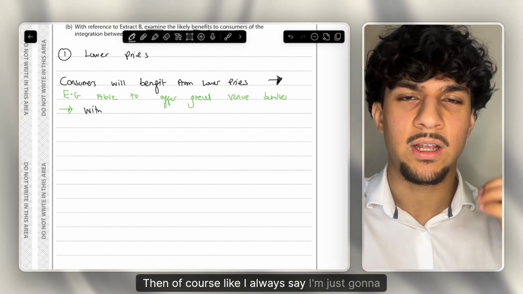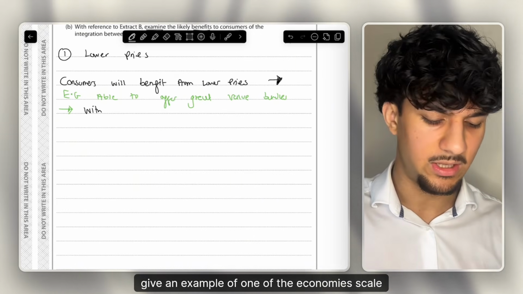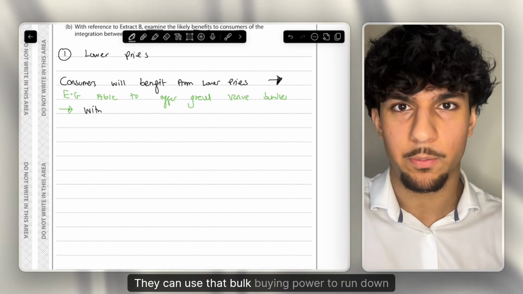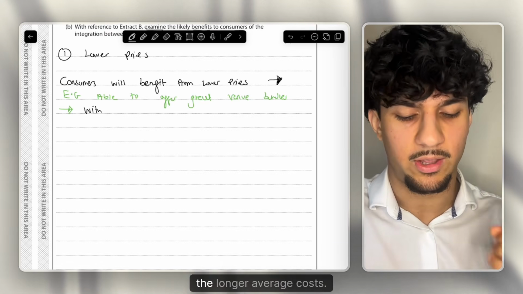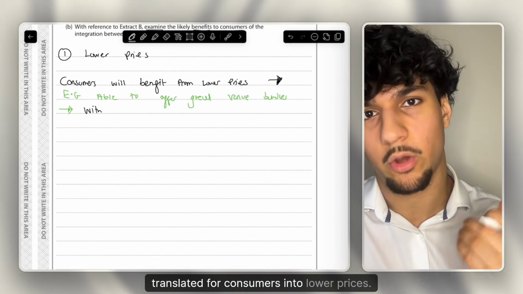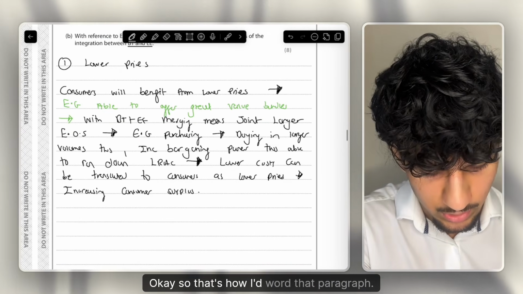Then, of course, like I always say, I'm just going to give an example of one of the economies of scale, either being technical, purchasing. Purchasing probably works quite well here, since they can use that bulk buying power to run down their long-run average costs. Lower costs, therefore, could be translated for consumers into lower prices. Okay, so that's how I'd word that paragraph.